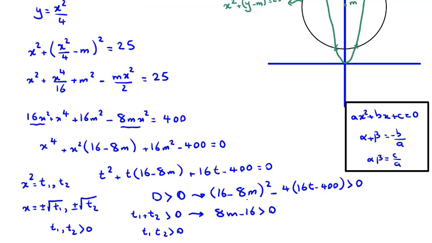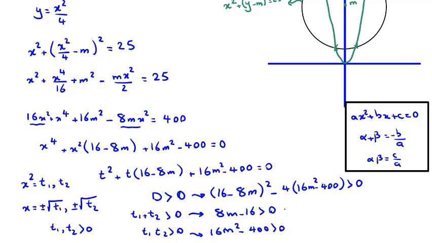And t1 times t2 is c over a. Oh, sorry, here I should correct this one. It was m squared, not x squared. So we should place m squared here. So D is b squared minus 4ac, and I should change this t to m squared. Okay, t1 t2 is c over a. It will be 16m squared minus 400, greater than 0.